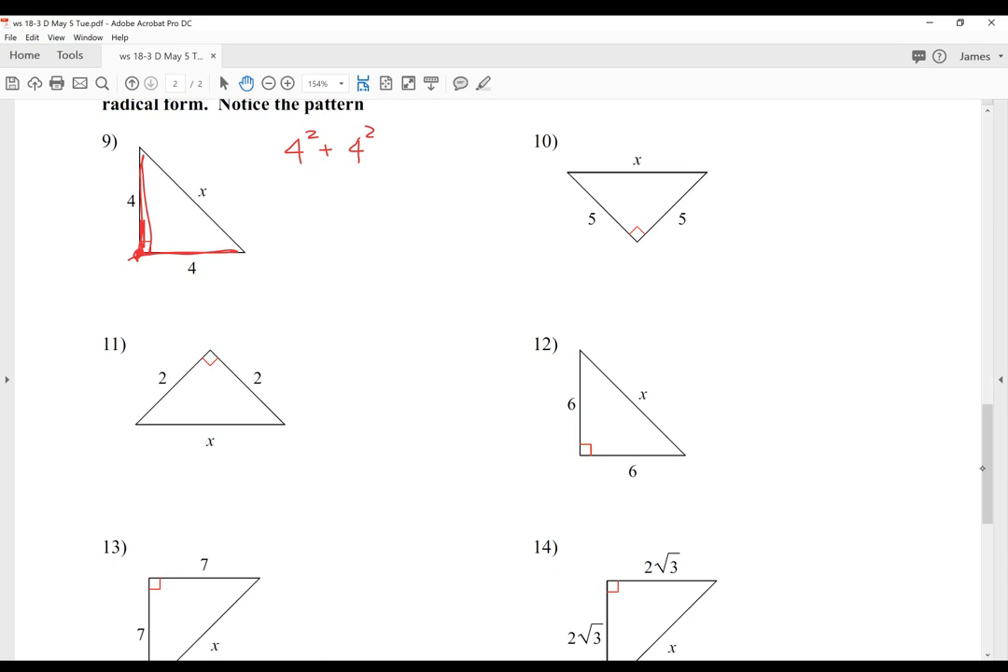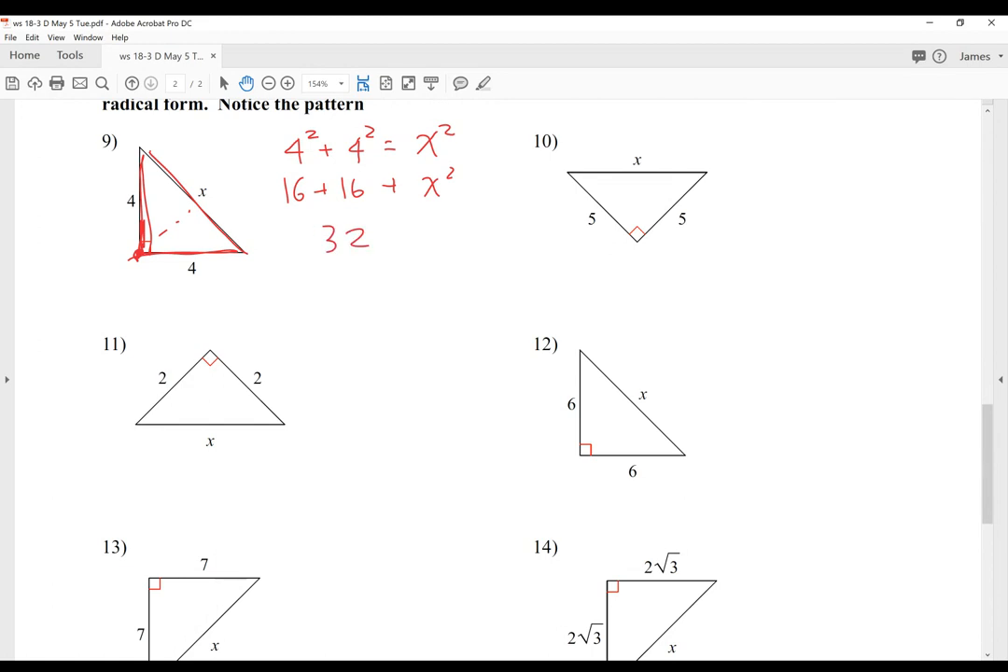4 squared plus 4 squared equals hypotenuse x squared. So if you work this out, this is 4 times 4, 16, not 8. And 4 times 4, 16. If you notice, all the questions end up having the same 2 numbers. Okay, so 16 plus 16 is 32, which happens to be twice of 16.